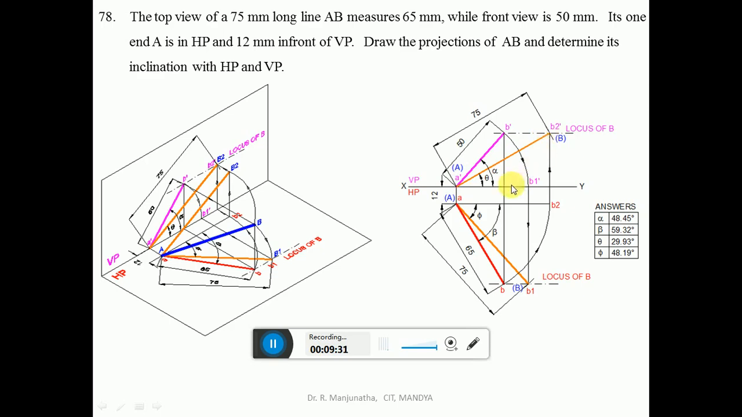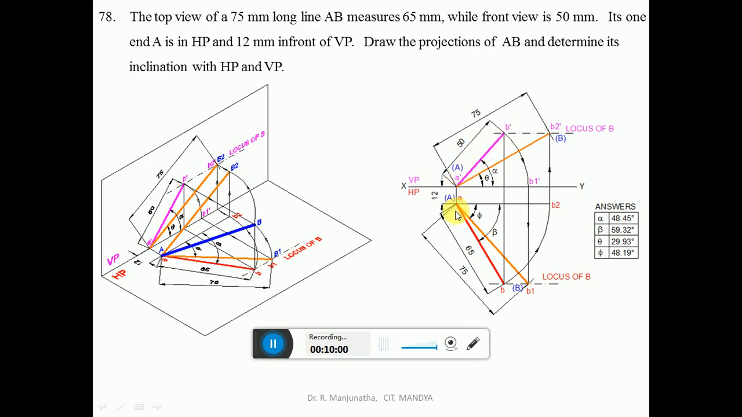But actually, since we have the locus of B above HP by some distance, B1 dash, which is on HP, has to automatically be on the locus of B in the front view, such that the length of A dash B1 dash should not alter. So with A dash as center, take the radius of A dash B1 dash using the compass. The length of the front view is 50 mm. So draw an arc such that it cuts the locus of B in the front view. Then mark this point as B dash and join A dash B dash with a dark line. So you are going to get the front view.